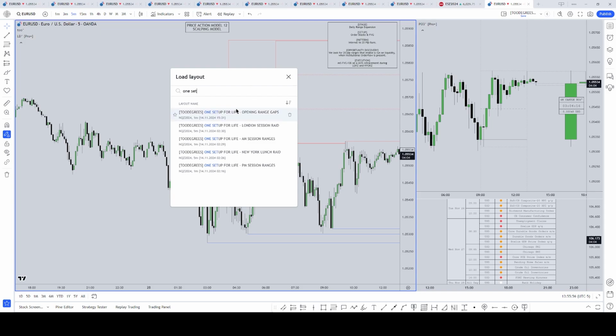So one of them is the opening range gaps. One is using the London session liquidity raids. One is the AM session ranges, New York lunch range, and the PM session ranges. Yeah, that one.